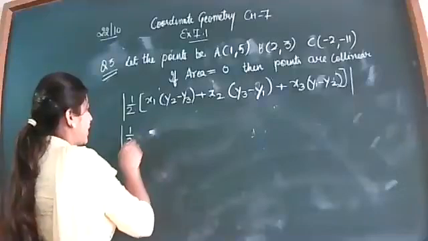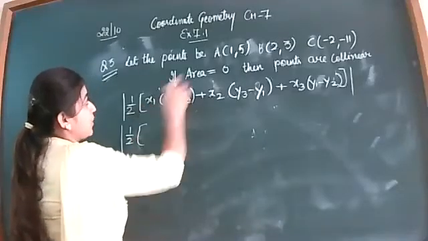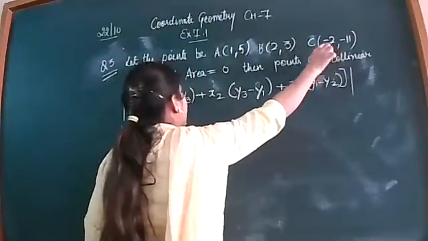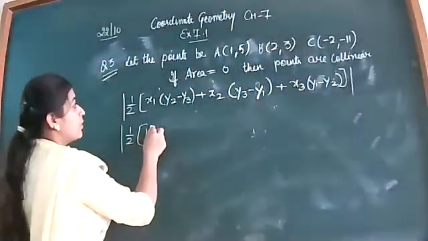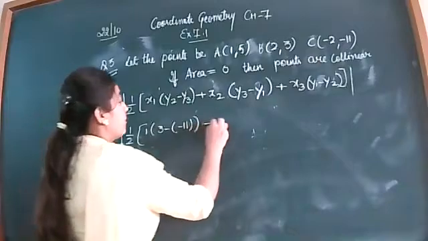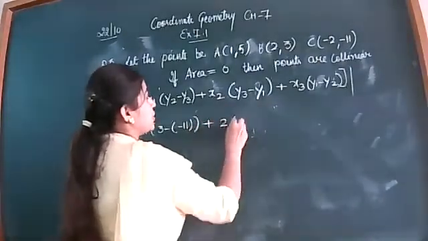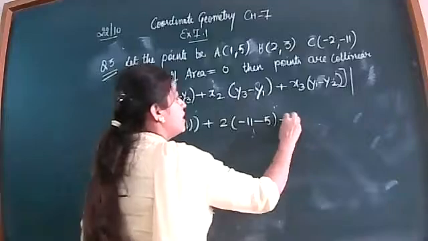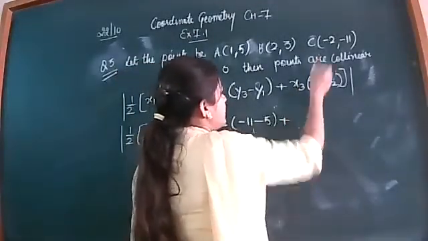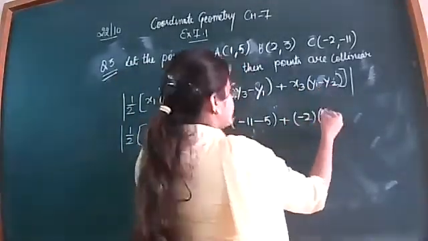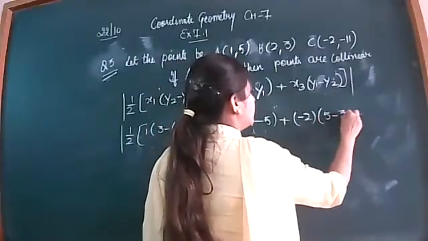So let's put this value. So you will write x1 as 1. This is your x1, y1, x2, y2, x3, y3. So let's put the value here. 3 minus of minus 11 plus x2 is your 2, y3 minus 11 minus 5, x3 is your minus 2, y1 is your 5 minus 3.